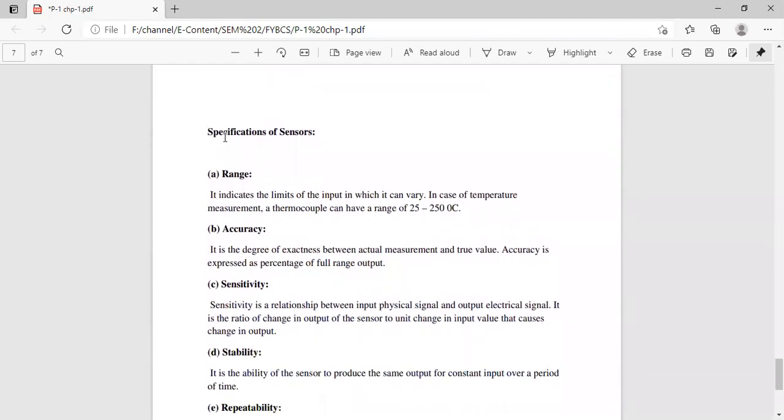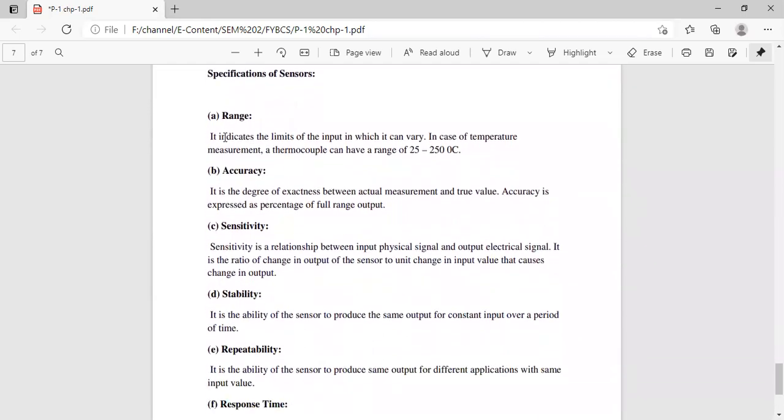After that, there are some specifications of sensors. What are those? The first one is range. Now we know that a sensor can work in a particular range only. Range indicates the limit of input over which it can vary. For example, I'll give you a very basic example. If you have a Wi-Fi connection, the range of Wi-Fi is limited. The sensor placed inside your mobile will receive those Wi-Fi signals at a particular distance only. That is the range of Wi-Fi.